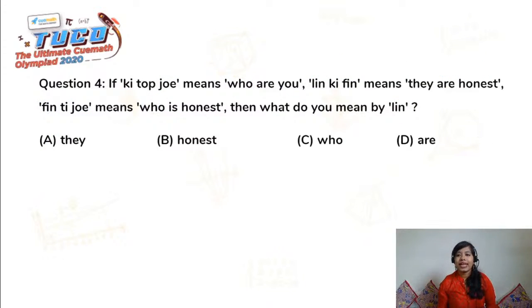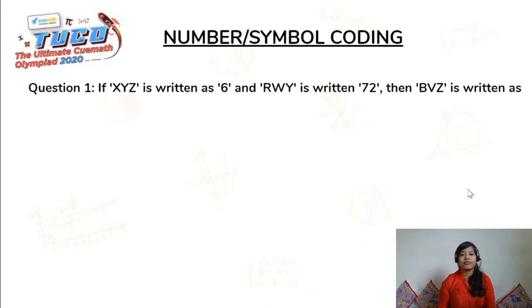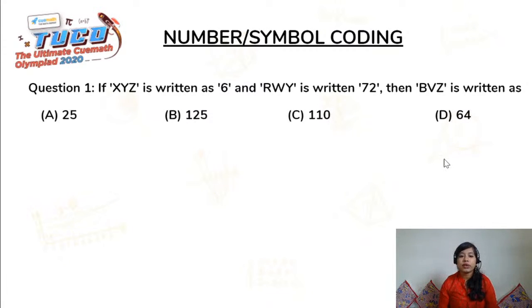Okay, so let's go ahead and move on with our next objective, number or symbol coding. So if you see here, if XYZ is written as 6 and RYW is written as 72, then BVZ is written as what? Okay, before I go ahead with the options, let me just try to figure out something. Okay, so if you see here XYZ, how can XYZ be 6? Let's try to figure it out. Now, for this question, I would like to give you the options as well, if that's going to help you out to understand. Along with that, I'm also going to show you the sequence numbering.